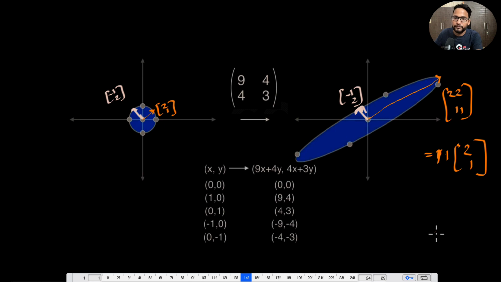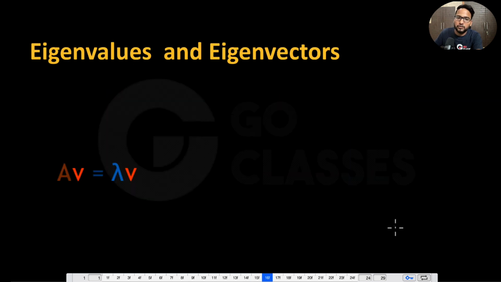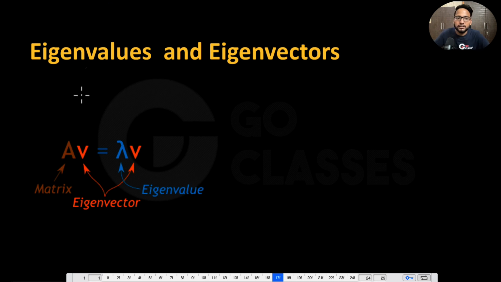Okay, cool. So now let's formally define eigenvalues and eigenvectors. If a vector v can be multiplied by A such that the final result is lambda v, then in that case you say that this v is an eigenvector and lambda is an eigenvalue. Okay, I hope that is clear to everyone. Now interestingly, this lambda can be 0 also.